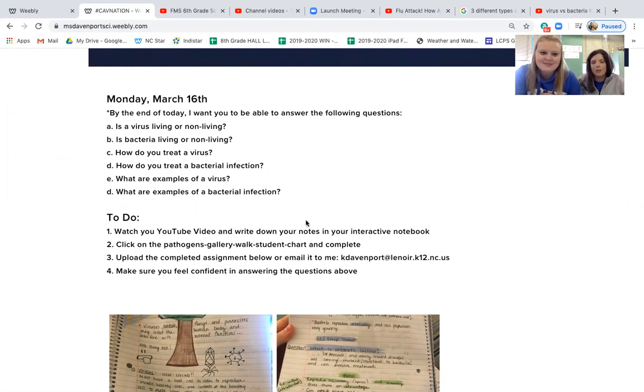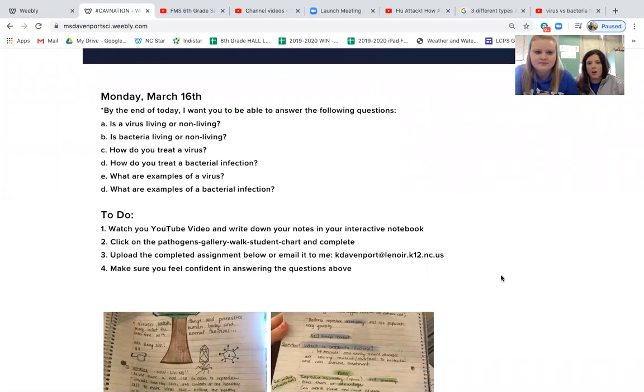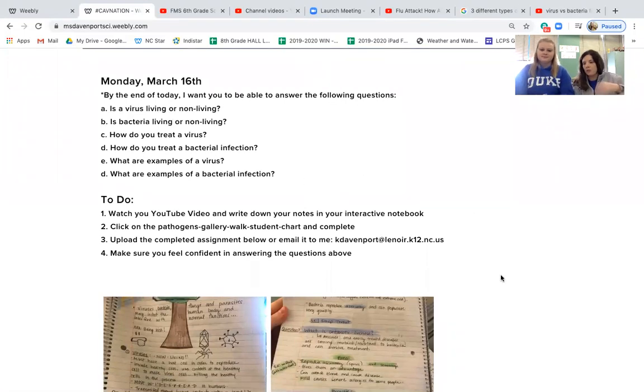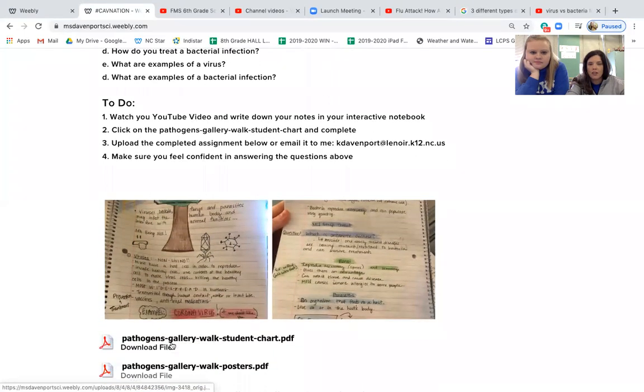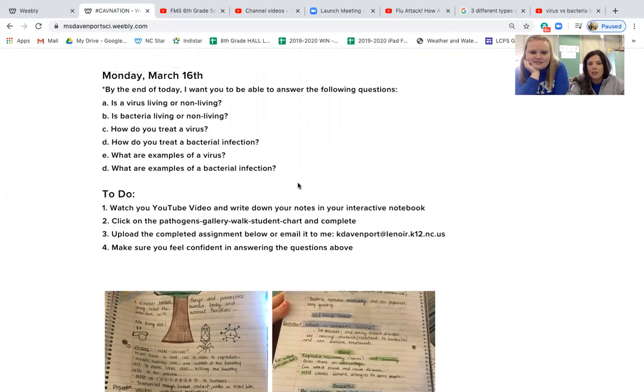Okay? So what you need to do is watch the YouTube video and write down your notes right here in your notebook. Then after you do that, there is a gallery walk right here where it says download file. And then here is the posters and then the student chart that will help you. After you do that, upload your assignment and email it to us, Davenport, or me, and make sure you feel confident. So here we go. All right, let's do this.